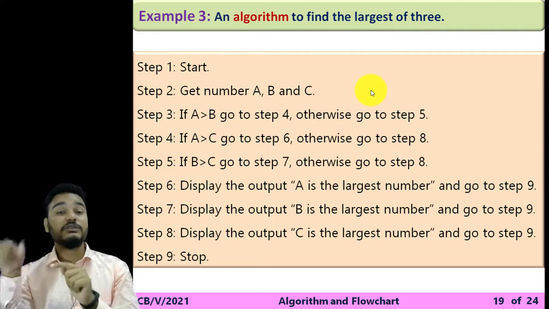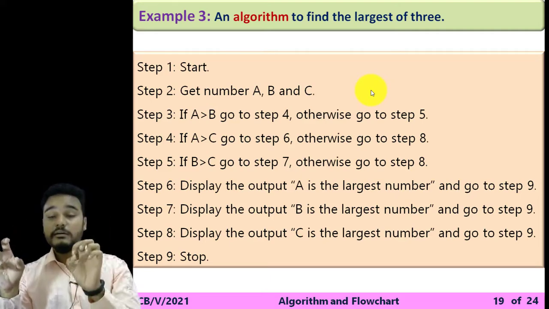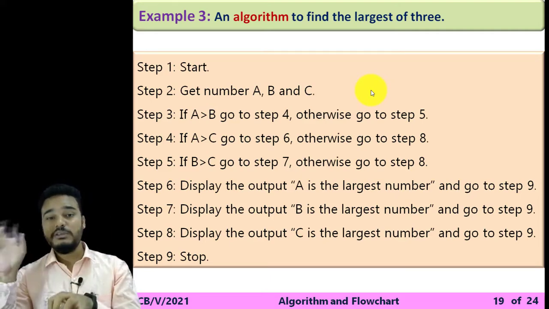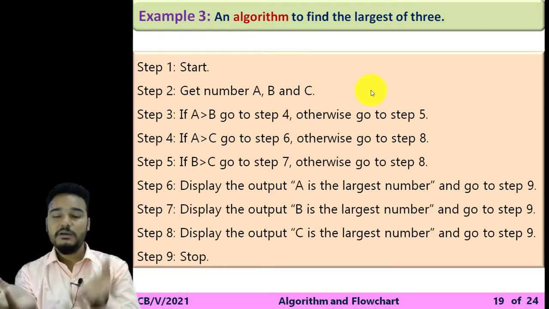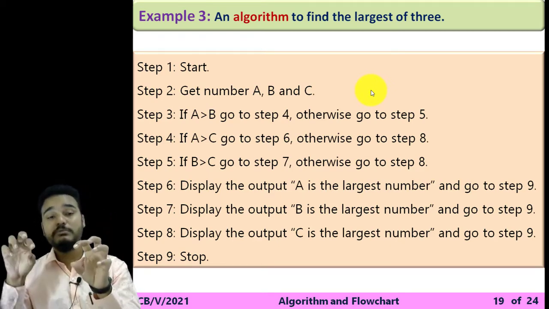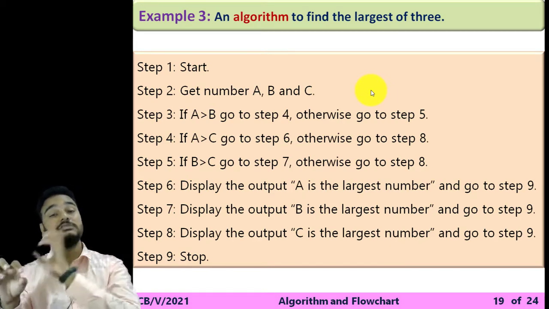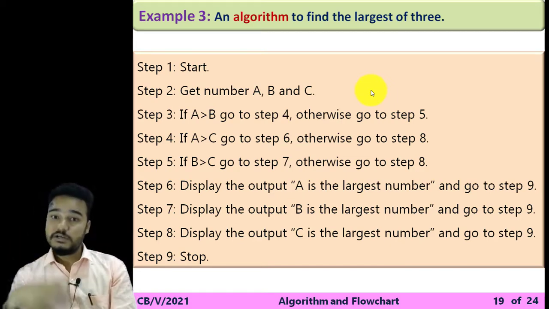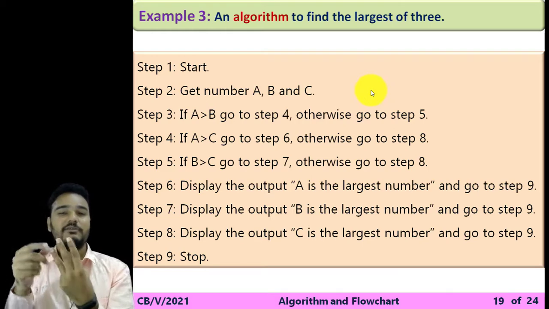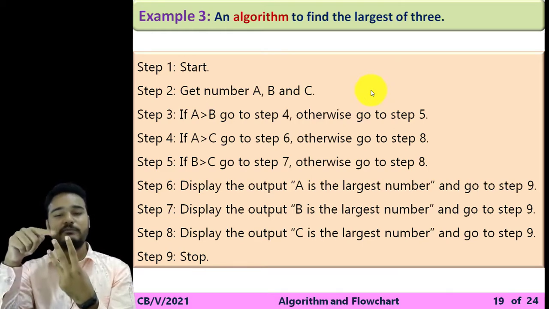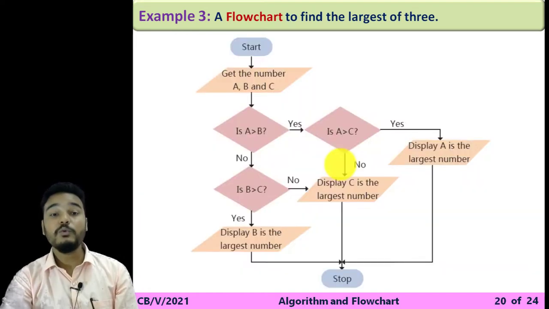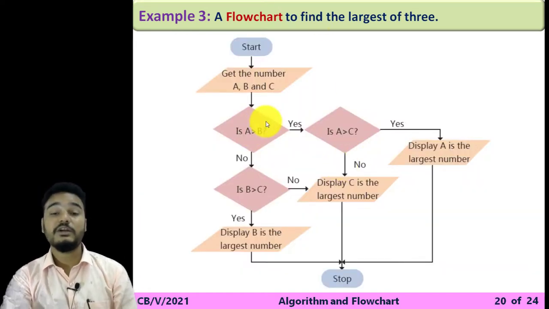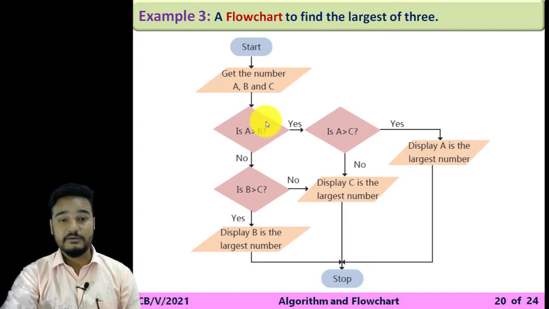But when we are comparing A with B and A turns out to be smaller than B, we will compare B with C. If B is bigger, we will pick B. But if A is bigger than B, and when we compare A with C, C turns out to be the biggest. It is like three fingers, no? We will compare this with this and this with this. Whichever is bigger, we will print it. So how will we prepare the flowchart? This is the flowchart that we will be preparing for that.